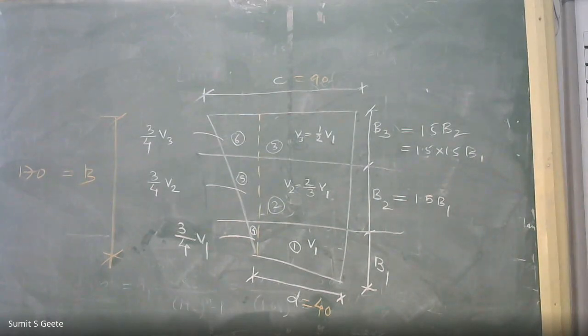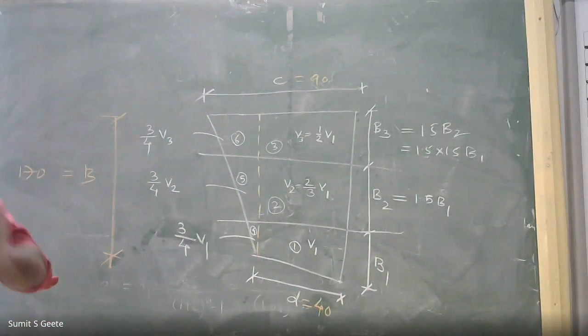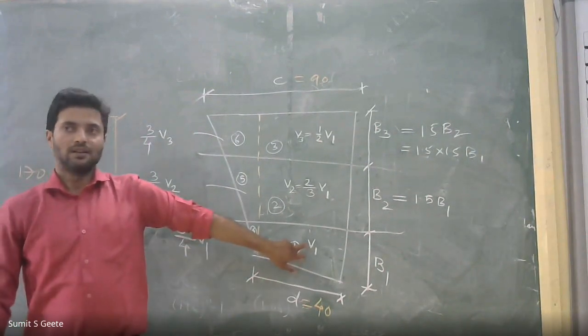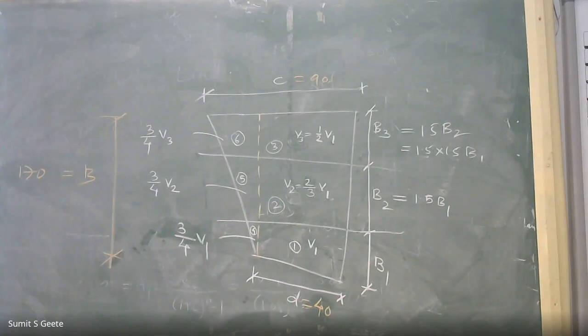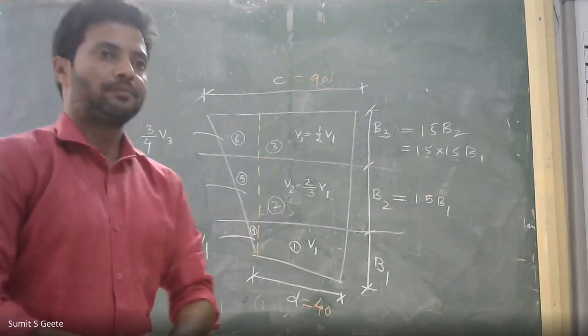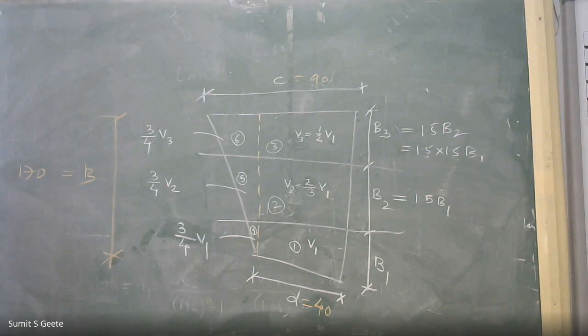Right? The basic rate of valuation. Basic rate of valuation means V1. Basic rate of valuation V1 is equal to 20,000 rupees per square meter.